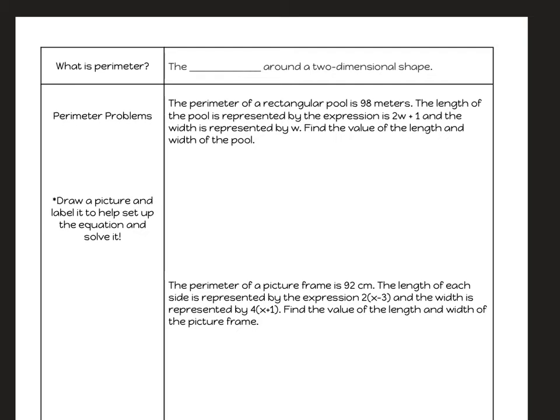All right, so on the back we are talking about perimeter, and perimeter is the distance around a two-dimensional shape. So my problem says the perimeter of a rectangular pool is 98 meters. The length of the pool is represented by the expression 2w plus 1, and the width is represented by w. Find the value of the length and the width of the pool.